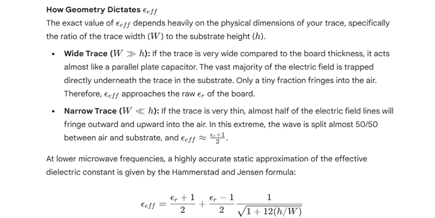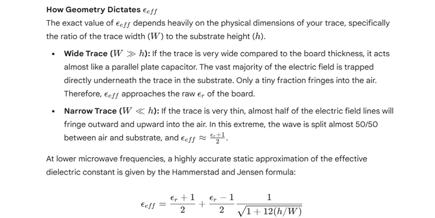How geometry dictates epsilon effective. The exact value of epsilon effective depends heavily on the physical dimensions of your trace, specifically the ratio of the trace width, W, to the substrate height, H. Wide trace. If the trace is very wide compared to the board thickness, it acts almost like a parallel plate capacitor. The vast majority of the electric field is trapped directly underneath the trace in the substrate. Only a tiny fraction fringes into the air. Therefore, epsilon effective approaches the raw epsilon r of the board.